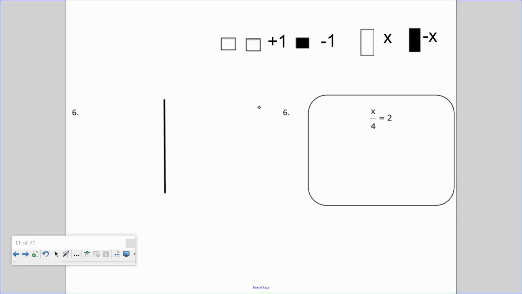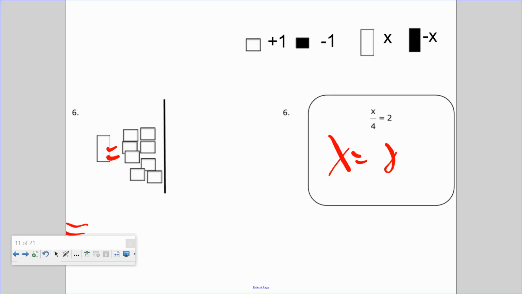You have an x that is divided into fourths. So each fourth is equal to 2. 1, 2. So each fourth is equal to 2. So this fourth is equal to a 2. This fourth is equal to a 2. This fourth is equal to 2. So if I take this away, x is equal to 8.